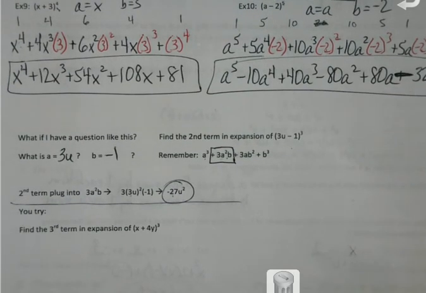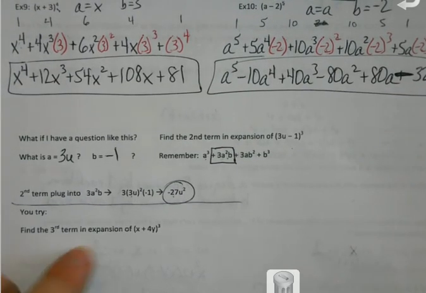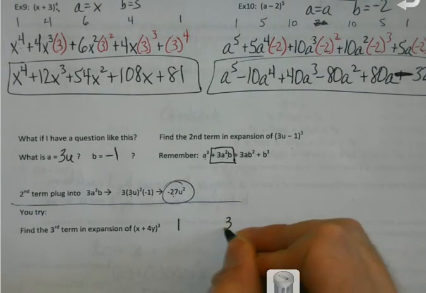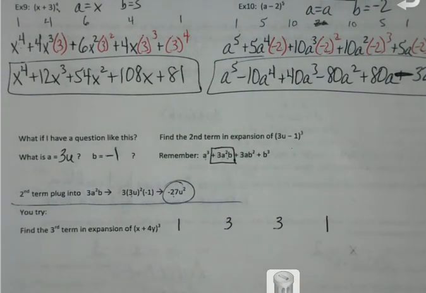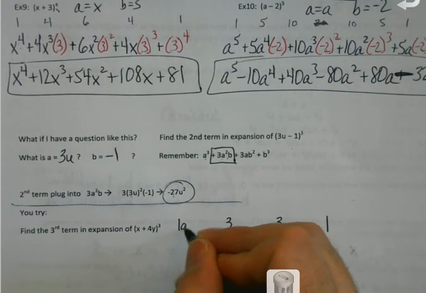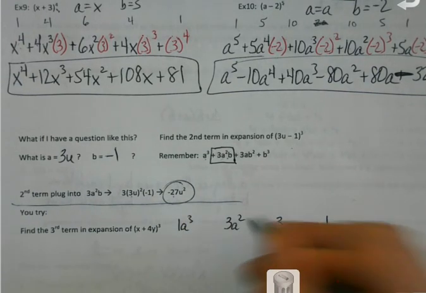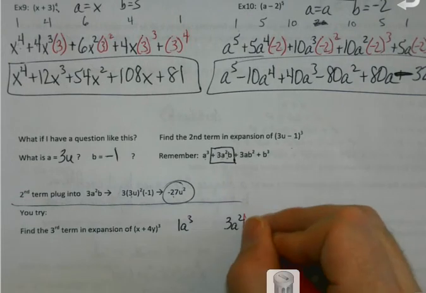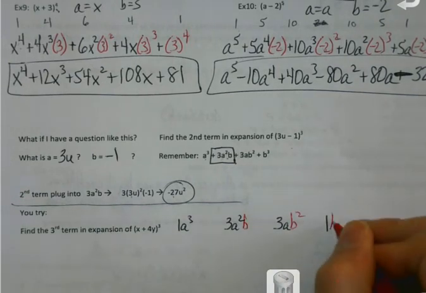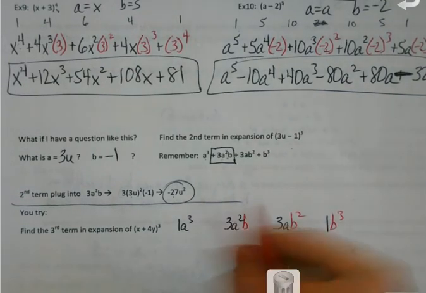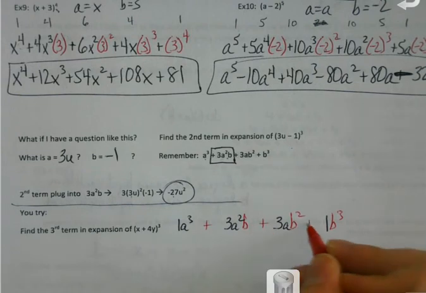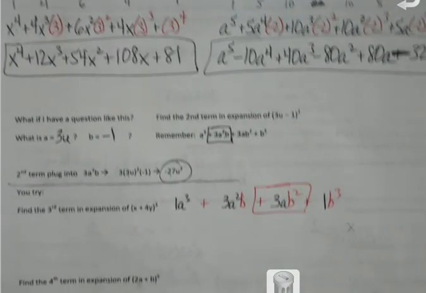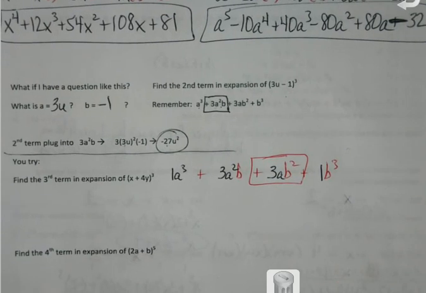So when we're trying down here, find the third term in the expansion. Okay, well I remember on 3 it's 1, 3, 3, 1. And I remember it starts with A and goes down, and B, and it goes up. And you're like, well, wait a minute, it's not A and B, though, it's these. I know, but sometimes just looking at the pattern so you can figure out what you're going to plug in can be a little bit helpful.